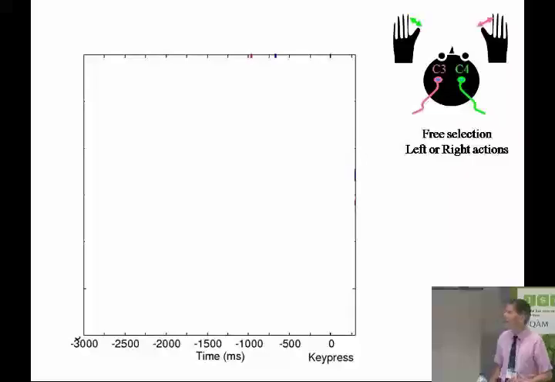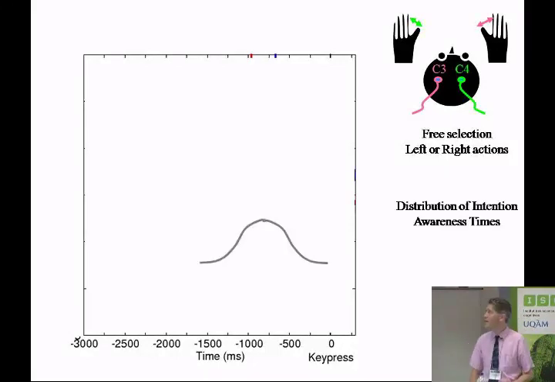So we gave people a task in which they could freely select to use their left hand, which is controlled by the right hemisphere, which is measured by this green C4 electrode, or their right hand, which is measured by this pink C3 electrode, okay, so contralateral control. So you freely select whether to make a left or a right action in the standard Libet experiment. And as before, you get, for each trial, a time at which the subject says, well, I think I decided to move, or I felt the urge to move when the clock was at such and such a position on the dial. And we can register those subjective reports onto a timeline locked to the key press.